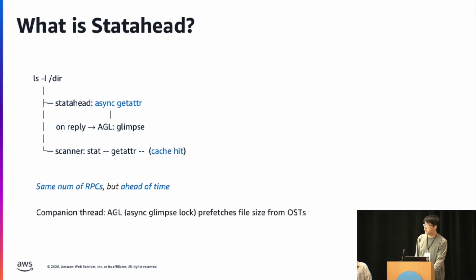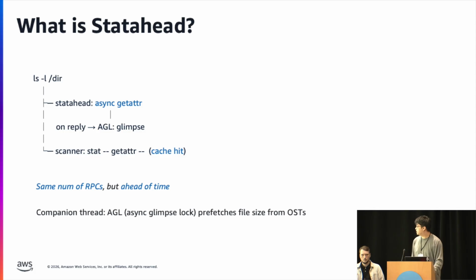So first, what is StatAhead? If you run ls -l on a very large directory, by the way, we do have a use case where a directory has 1 million files under it, and we need to run ls -l on that directory. When you run that command, the Lustre client needs to issue RPCs to servers to get all those metadata back. And if these RPCs are issued in sequence without any optimizations, then these latencies will add up very quickly.